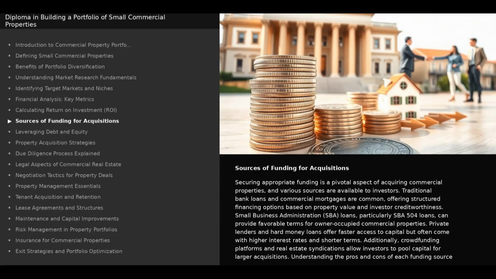terms. Additionally, crowdfunding platforms and real estate syndications allow investors to pool capital for larger acquisitions. Understanding the pros and cons of each funding source is crucial for selecting the most suitable option for your investment strategy. Each source has unique requirements and repayment structures. Careful consideration of these options is essential for successful property acquisition.